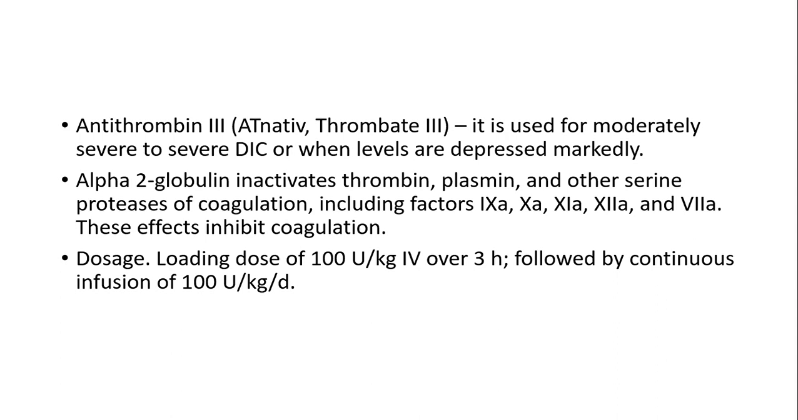Antithrombin 3 is used for moderately severe to severe DIC. Alpha-2-globulin inactivates thrombin and other serine proteases of coagulation, including different factors of the coagulation, which may inhibit coagulation. The dosage of this preparation is depicted on the picture, usually 100 units per kilogram intravenously over 3 hours, followed by continuous infusion of 100 units per kilogram daily.